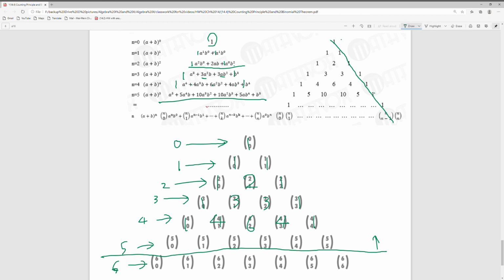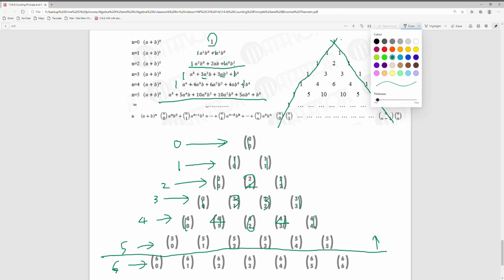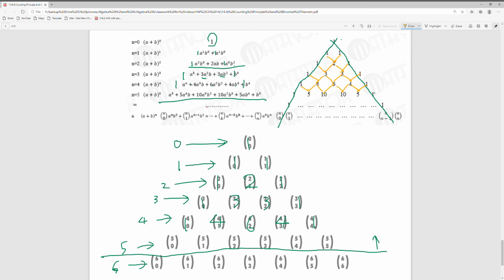It's always 1 outside the triangle. And then this comes to magic. Pay attention. 1 plus 1 is 2. 1 plus 2 is 3. 2 plus 1 is 3. 1 plus 3, 4. 3 plus 1, 4. 3 plus 3, 6. 1 plus 4, 4 plus 1, 6 plus 4, 4 plus 6, 10.